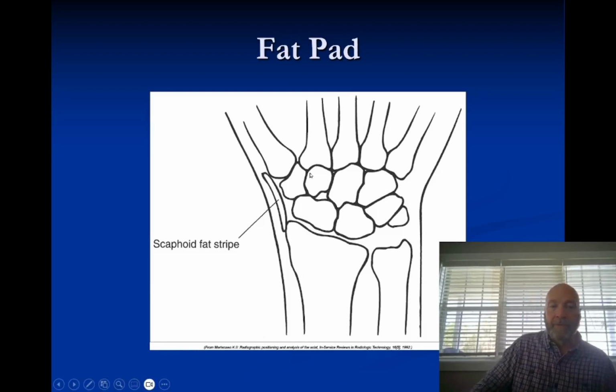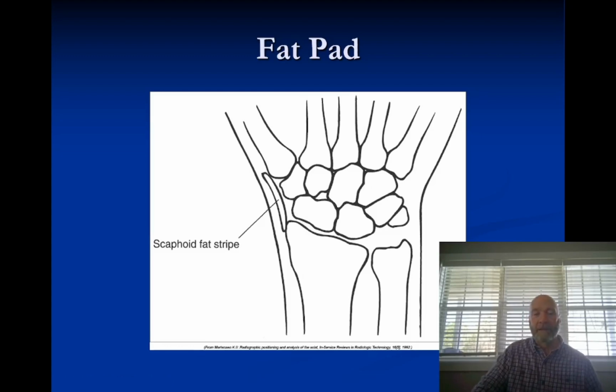So what we want to be able to assess on our PA is what we refer to as scaphoid fat pad, or scaphoid fat stripe. So in various areas inside of your body, you've got these things that are soft tissue indicators of a fracture. Even if the patient doesn't have a visible fracture, the indication would be that there's a fracture present if you've got distortion of that fat pad.